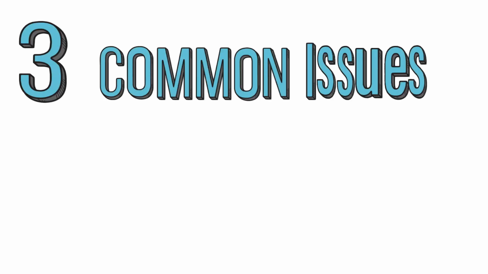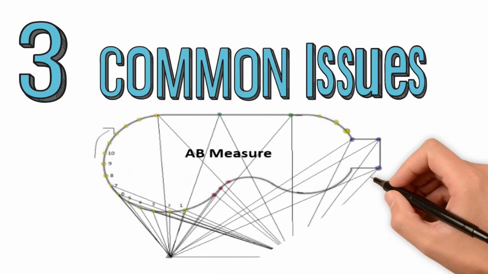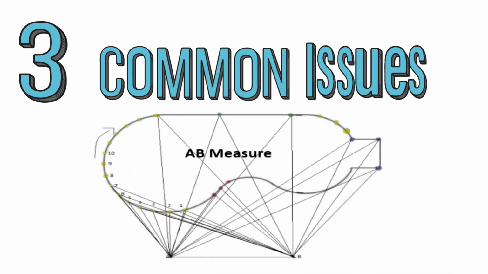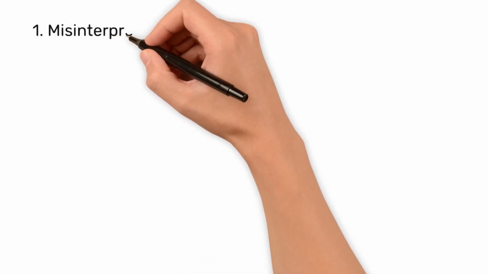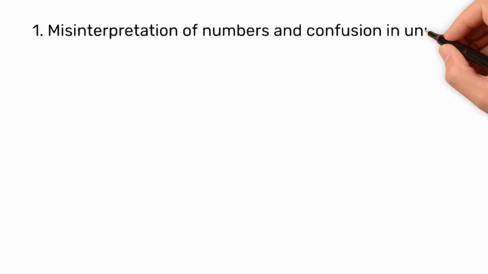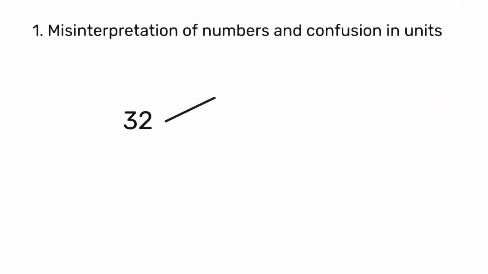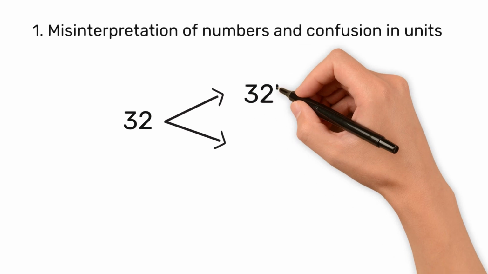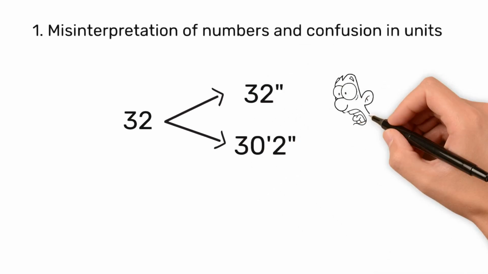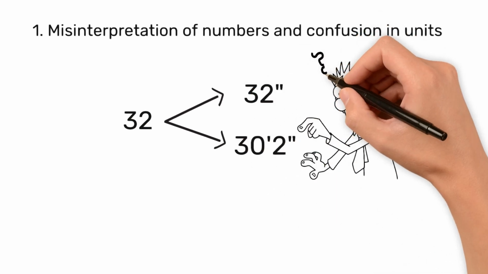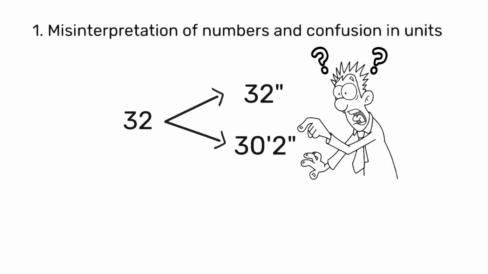3 common issues that we face using the A-B measure. One of the easiest mistakes to make, and also one of the ones that generates the most headaches for the person measuring the pool, is misinterpretation of numbers and confusion in units. For example, 32 could be 32 feet or 30 feet 2 inches. This mistake is very common and could lead to issues like liners that don't fit properly, causing folds and wrinkles.